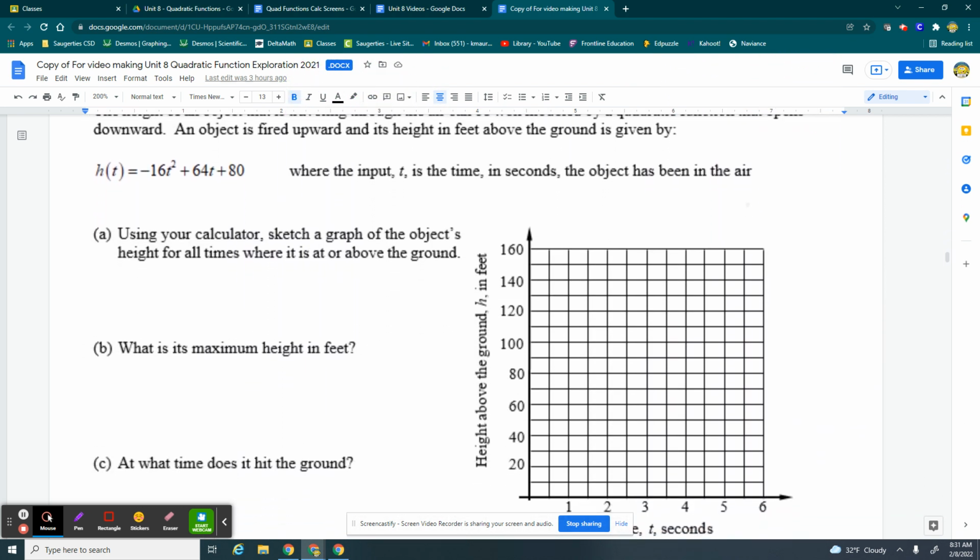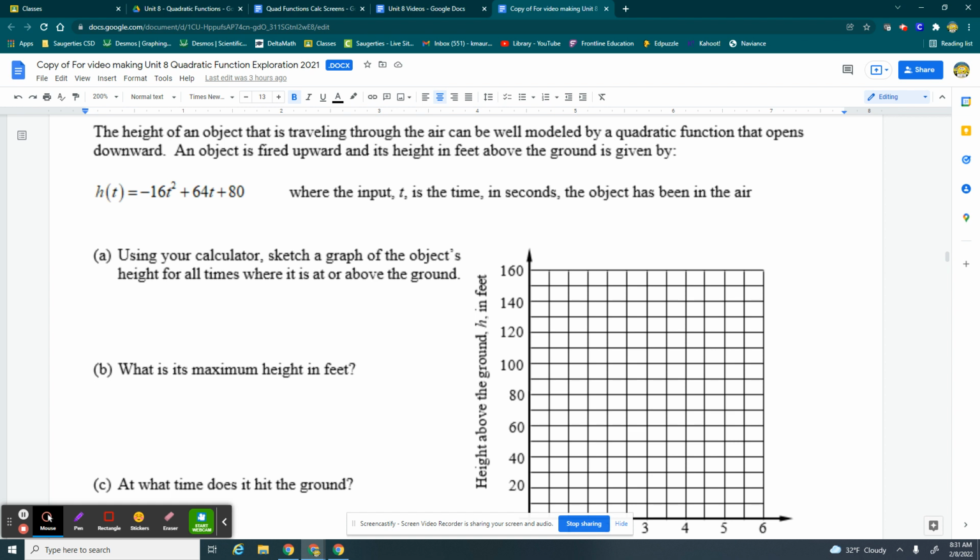So now let's look at exercise 2. We have a little more work to do because they didn't do the graph for us. The height of an object that is traveling through the air can be well modeled by a quadratic function that opens downward. An object is fired upward and its height in feet above the ground is given by, remember, h of t can also be used as a y equals negative 16t squared plus 64t plus 180. T is the time in seconds the object has been in the air.